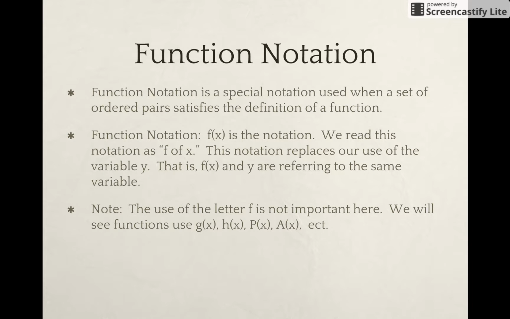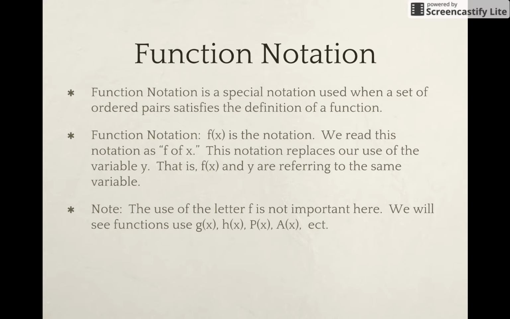Function notation is a special notation used when a set of ordered pairs satisfies the definition of a function. So one reason that we use this notation is because we don't have to ask, is it a function? When we see this special notation, we automatically will know that we are indeed looking at a function. There are some other reasons that we would use this notation as well that we'll point out as we go through.